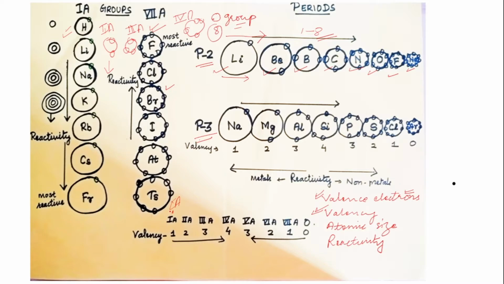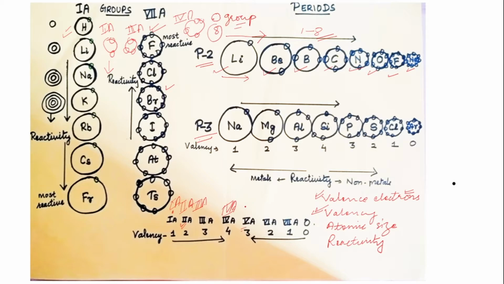2A elements have valency 2 because the number of valence electrons is 2. 3A elements have valency 3 because they have 3 valence electrons. 4A elements have valency 4 because the number of valence electrons is 4. And from 5, we'll see from 5 here.